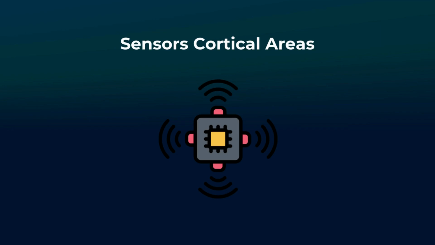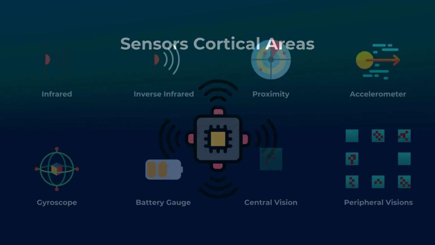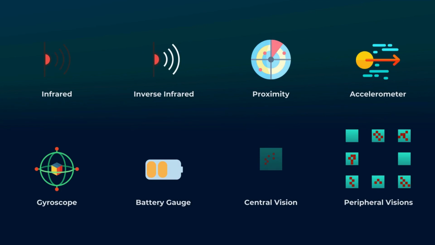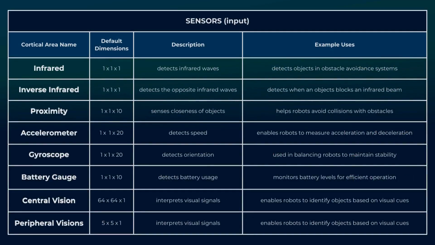Welcome to the Sensors Cortical Area Types tutorial. Other than vision that was covered in the previous tutorial, we support many other types. Some of the sensors in FIGI include infrared, inverse infrared, proximity, accelerometer, gyroscope, battery gauge, central vision, and peripheral vision.